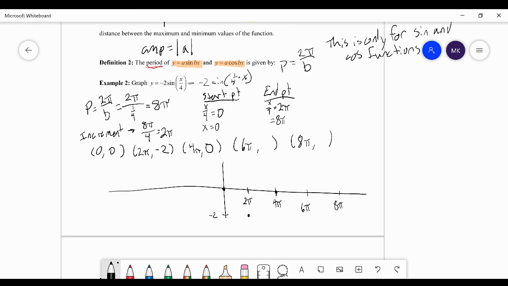Now we do the same with 6 pi. If x is 6 pi, divided by 4 gives us 3 pi over 2. That's what it reduces to. And we know the sine of 3 pi over 2 is negative 1. And negative 1 times negative 2 gives me positive 2. And lastly, 8 pi. 8 pi divided by 4 gives us 2 pi. Sine of 2 pi is 0. 0 times anything is 0. We're back here. So we're still starting at the origin, but instead of going up this time, we are going to go down, back up.